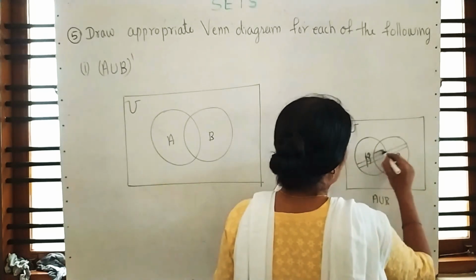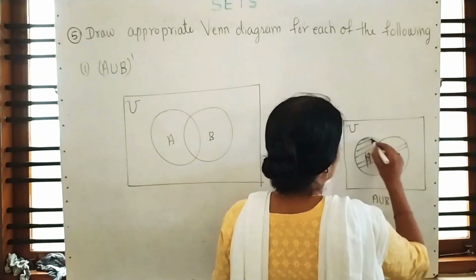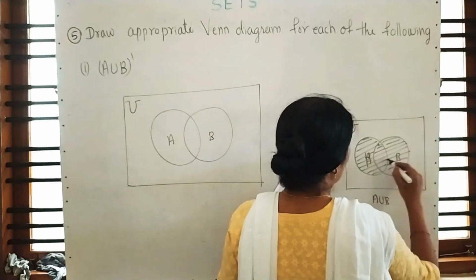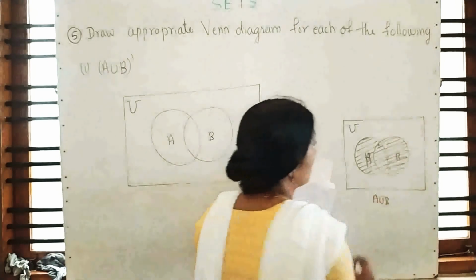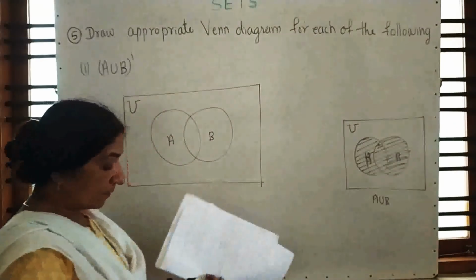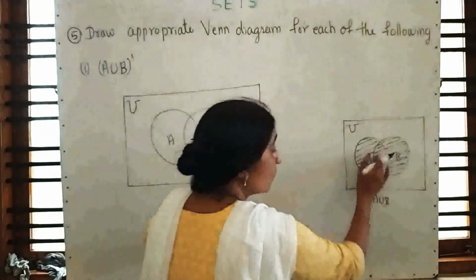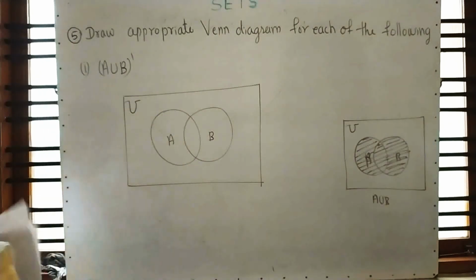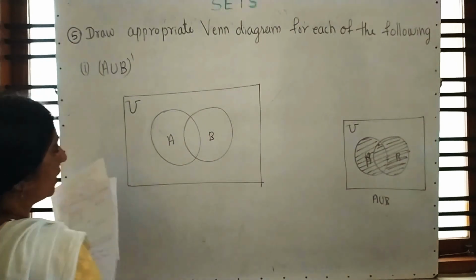Union means A union B. So we are marking all this. So students, I already explained the Venn diagram, and I am giving this for your reference. So this is A union B. Its complement means what? Other than this we are marking. What is the marking you have to do here? The marking is like this.